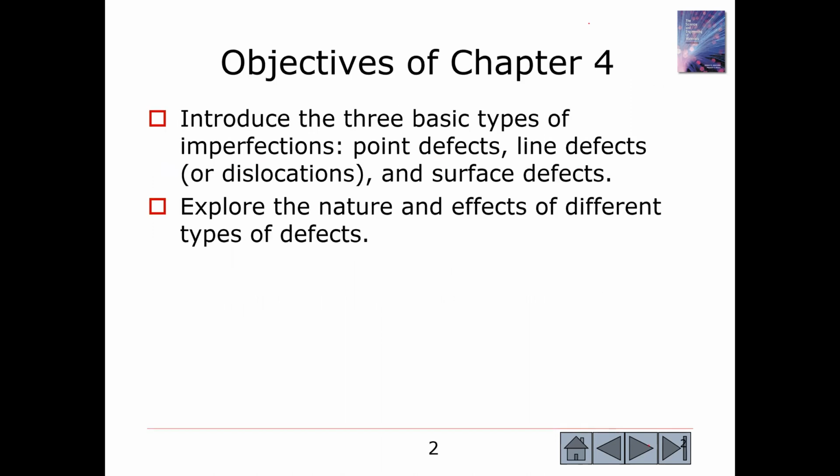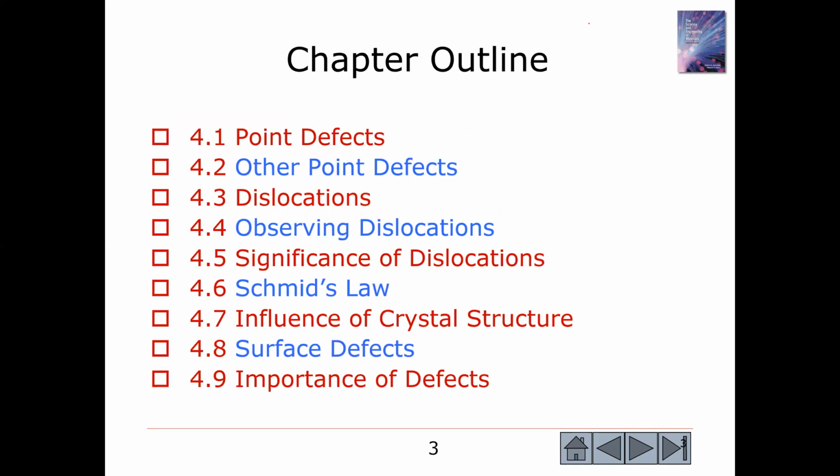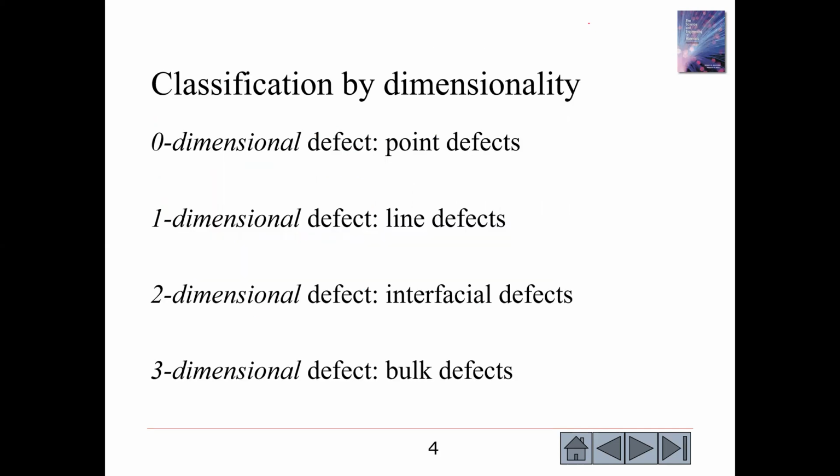The objective of this chapter is to introduce the students to the three basic types of imperfections: point defects, line defects, and surface defects, and explore the nature and effects of different types of defects. So this is the chapter outline: point defects, other point defects, dislocations, observing dislocations, significance of dislocations, Schmid's law, influence of crystal structure, surface defects, and importance of defects.